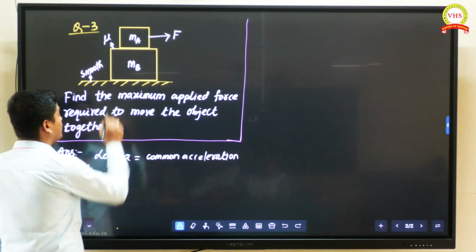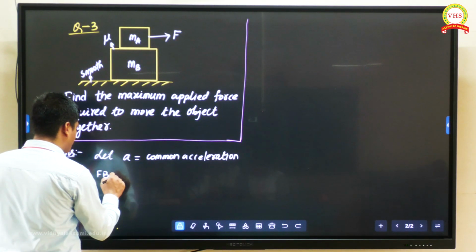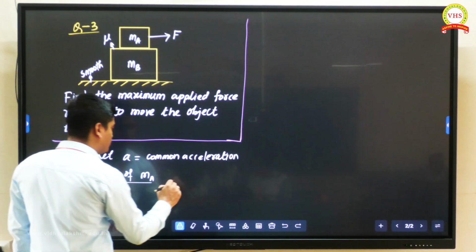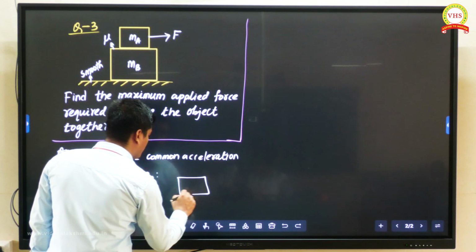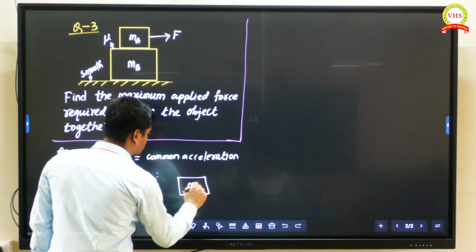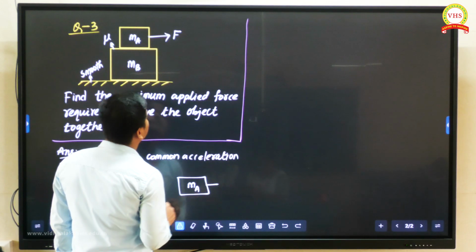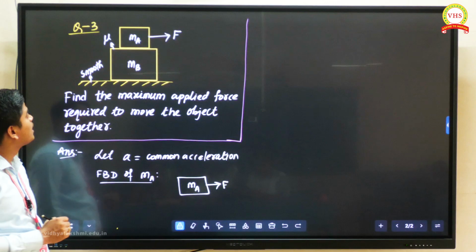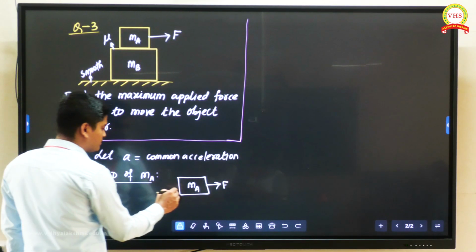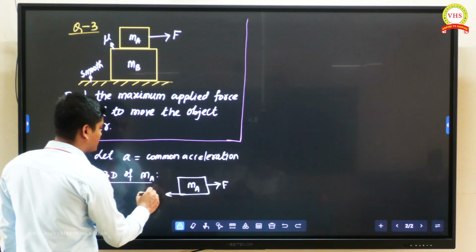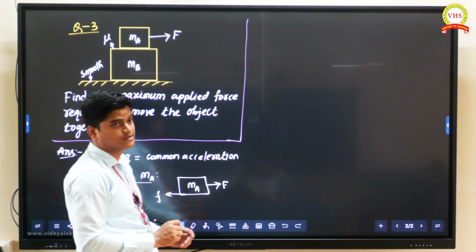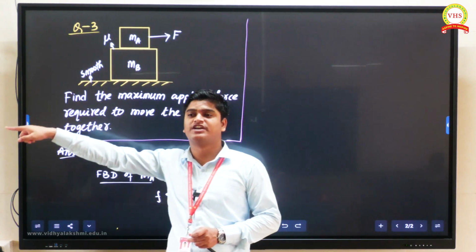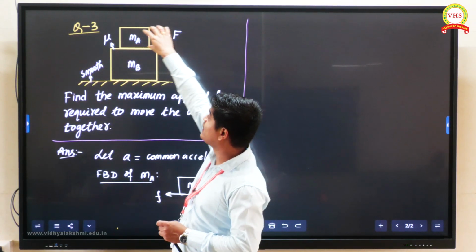Next, I'll do the free body diagram of the first block, MA block. Now next listen. Here applied force is capital F, and in this direction one force will act, that is friction. Friction is between A and B, and on object A friction will act in the opposite direction of motion, because this A is trying to move, right?